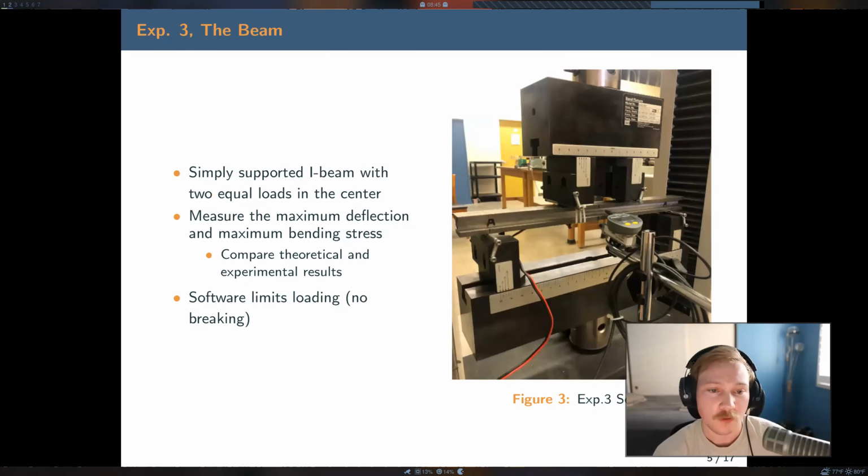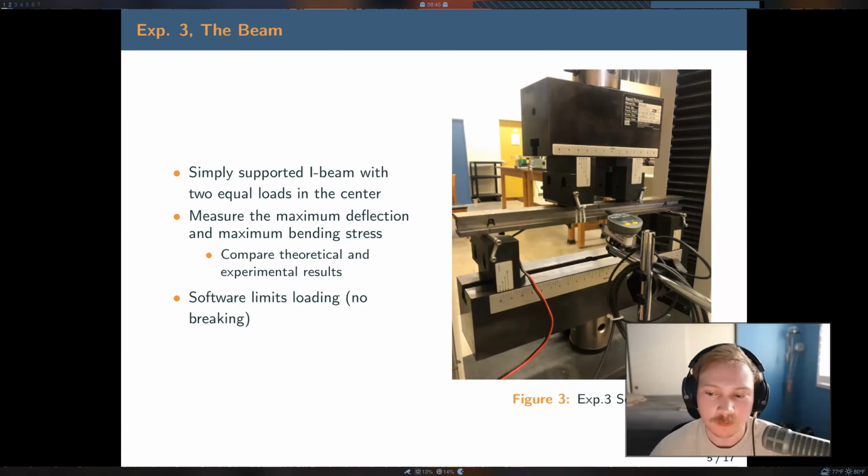All right, and then for our third experiment, this is called the beam. We have this beam with an I cross section, and it's simply supported. We have a support here and a support over here, and then we apply 2 loads in the center. There are 2 equal loads. This beam is going to deflect downward, so it's going to bend. Once it bends, it's going to have a maximum deflection right there in the center. We're going to calculate that with the equations, and we're going to measure that with this tool right here. You can see there's a little tip that measures the deflection.